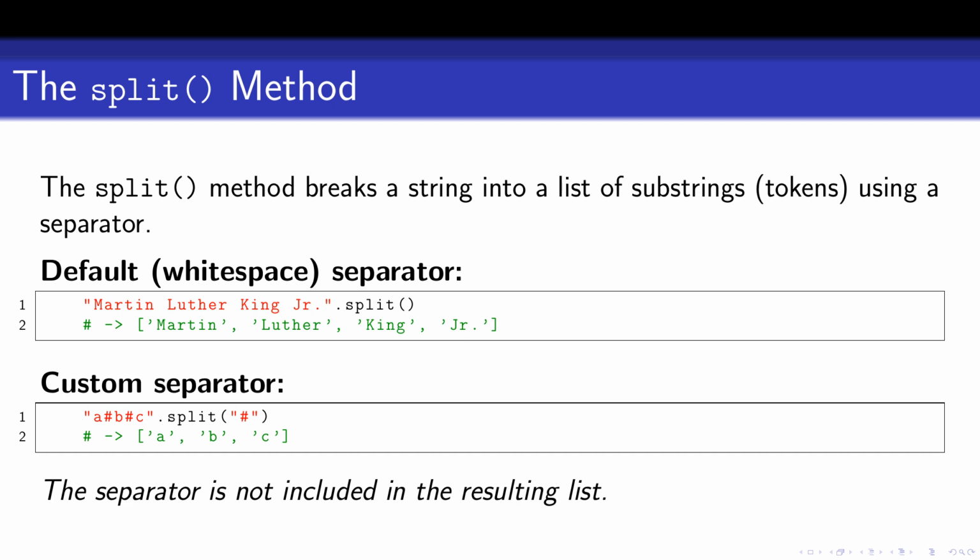The split() method is one of the most commonly used tools for breaking apart strings into lists of substrings, or tokens. By default, split uses whitespace as the separator, but you can pass in any string to use as a custom delimiter. For example, splitting a string on the pound character breaks it into components wherever that character appears. The separator itself is not included in the result. The method is especially powerful when dealing with structured data, like full names, comma-separated values, or logs, where consistent delimiters are used to organize content.